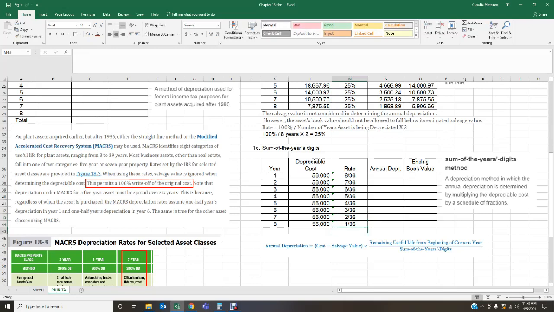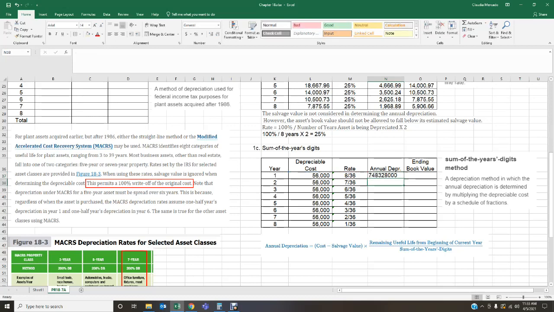That is our rate. So the first number represents the remaining useful life from the beginning of the current year. And the second digit is the sum of the year's digits. That's where you add all of the years: year 1, 2, 3, 4, 5, 6, 7, and 8. Whatever sum you get, that's going to be your denominator. Okay? So now we can calculate our annual depreciation. How are we going to calculate it? We're going to get our depreciable cost times our rate.